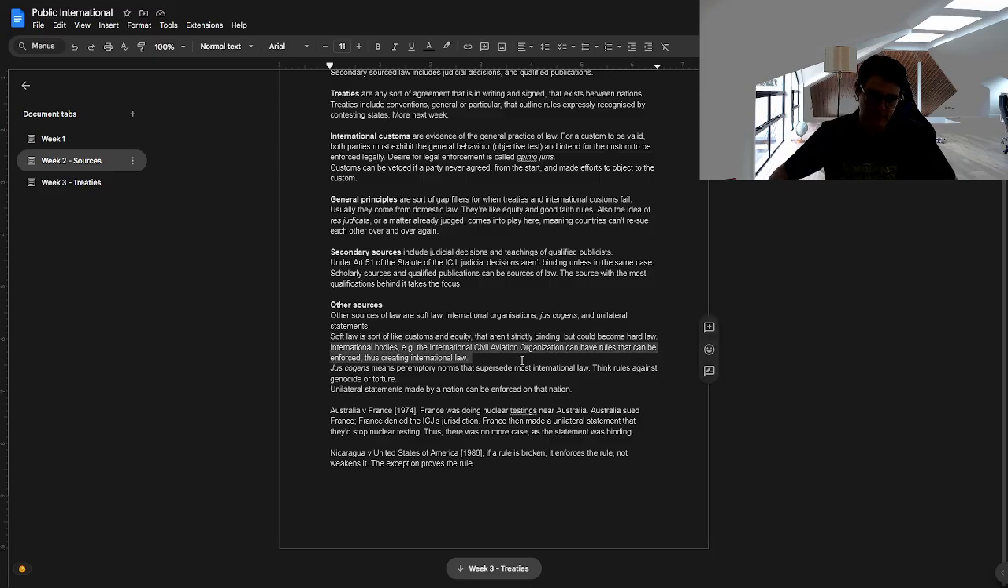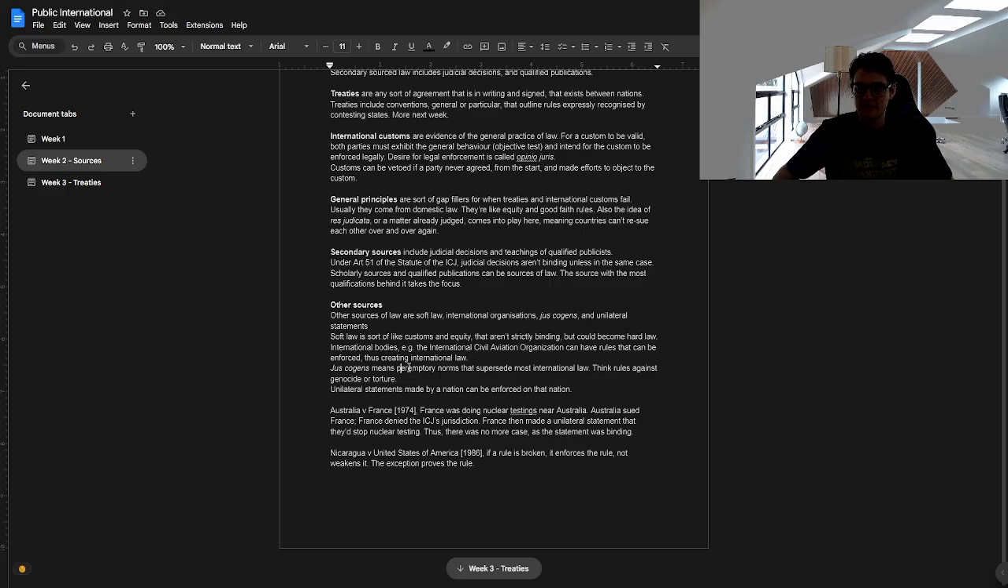International bodies. So, for example, the International Civil Aviation Organization. They can have certain rules, and if you're signed on to those rules, then you have to follow them. I kind of think of it like the Paris Agreement as well. Basically, a whole bunch of countries are like, hey guys, let's take a stand against climate change. So if you've signed that, then you have to follow the rules that entails. So that's international bodies.